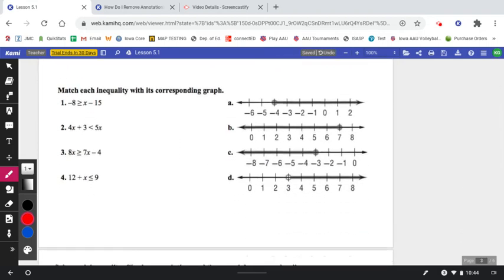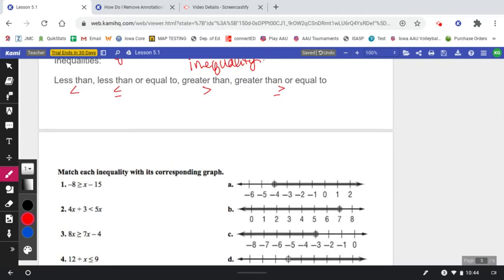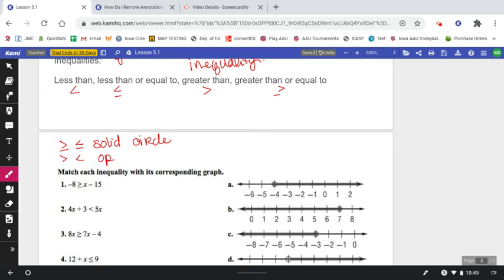All right, on this first one, we're going to match each inequality with its corresponding graph. When we go to graph inequalities, maybe we should take a few reminder notes. To graph inequalities, first thing is if it's a less than or equal to or a greater than or equal to, we have a solid circle. And if it's just greater than or just less than, we have an open circle.